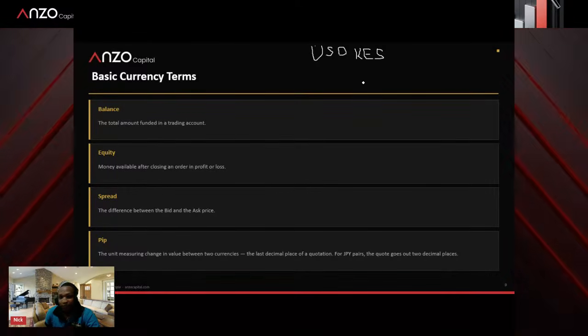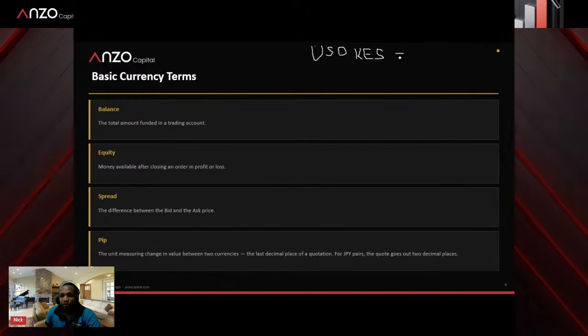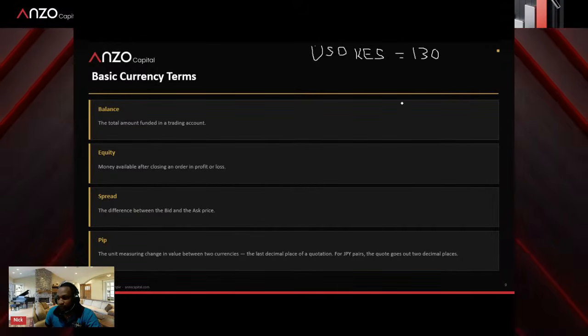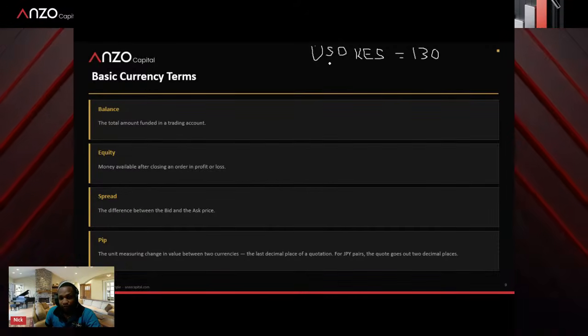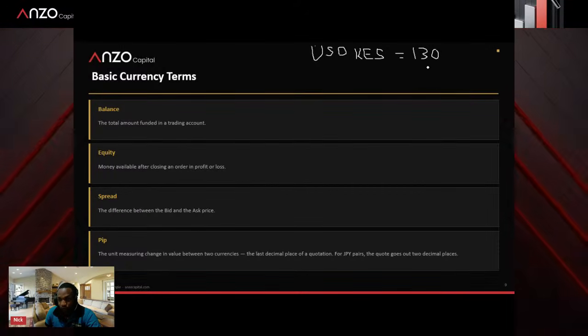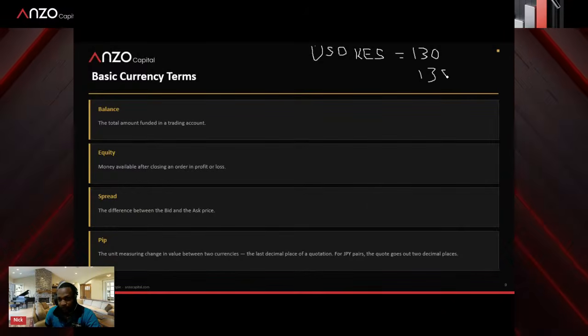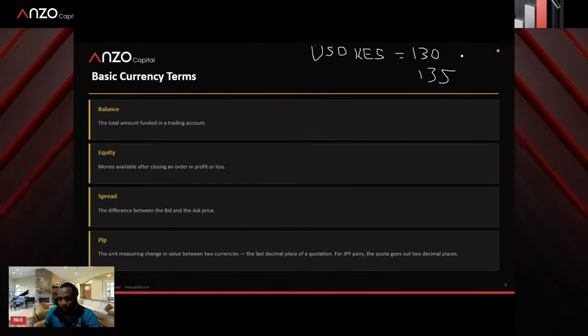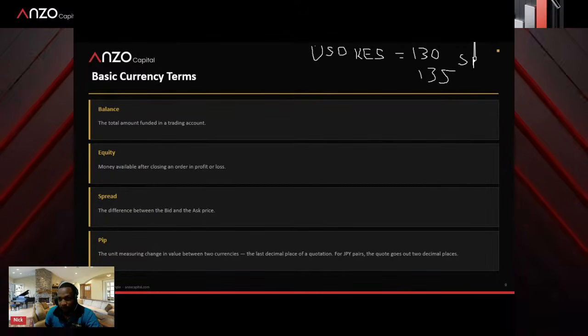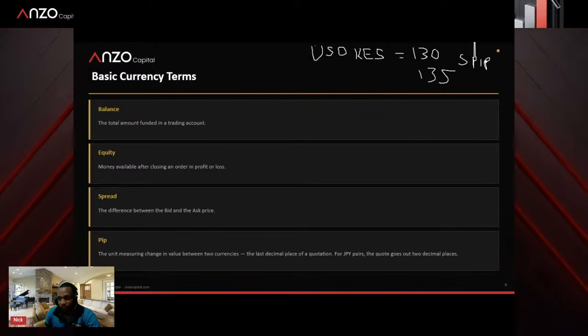All right. So here we are. USD KES. Let's say for example the price is at 130, right? So this means if this number moves to let's say 135, then it means that the market has moved 5 pips. Okay, so that is what we're going to be calling 5 pips at that point, right?